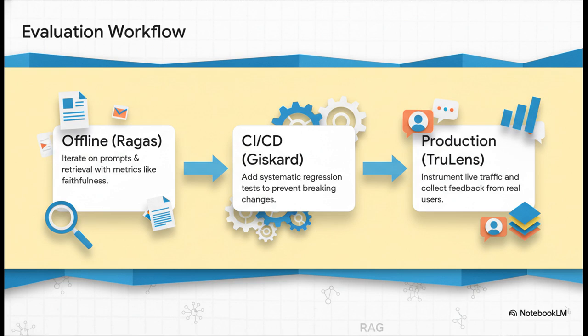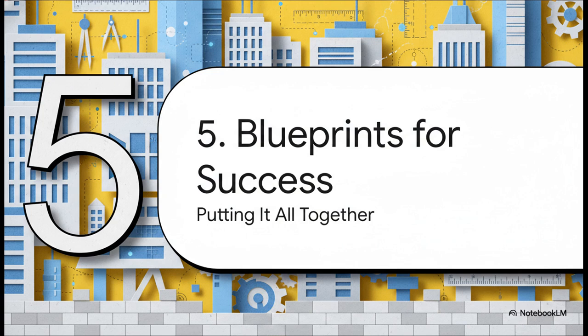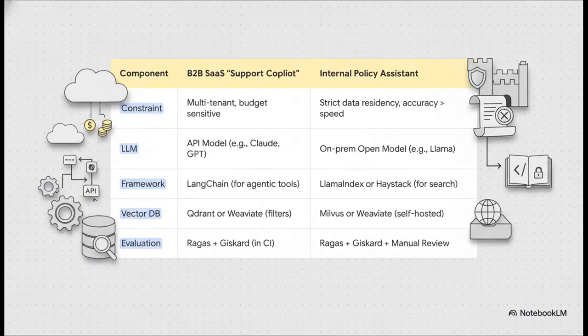So, now that we have our principles and our components, let's see what a couple of finished builds actually look like out in the real world. And this slide just perfectly shows how those initial blueprint questions dictate everything. The B2B SaaS Copilot cares about handling lots of customers and keeping the budget down. So that leads it to API models and a database with strong filtering. The internal policy assistant, though, it's all about data privacy and accuracy, which demands an on-prem open model and a self-hosted vector database. It's the same class of problem, but they have completely different and equally valid architectures.